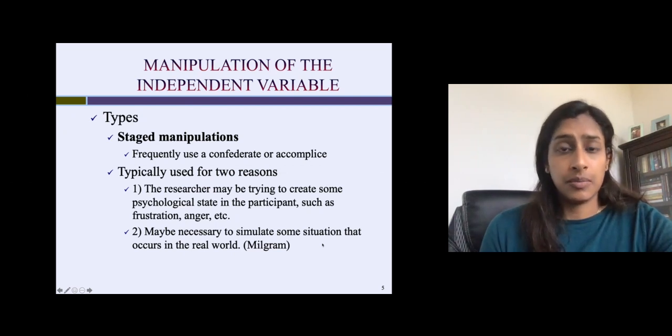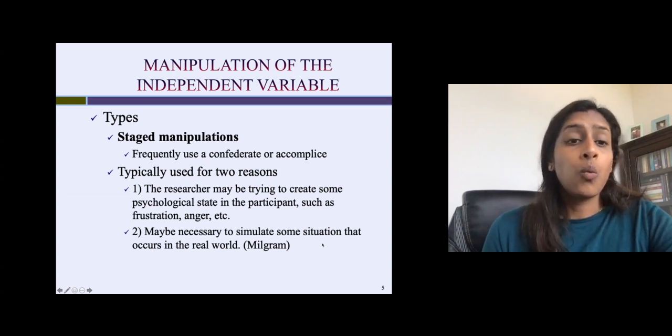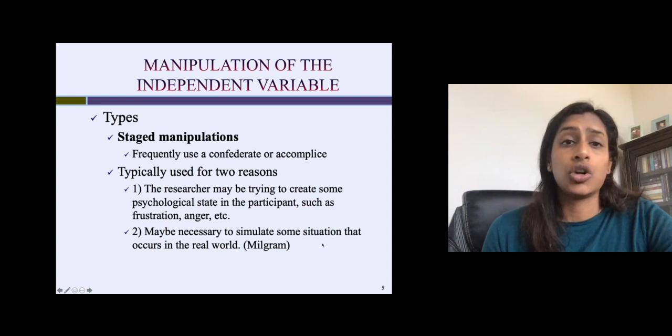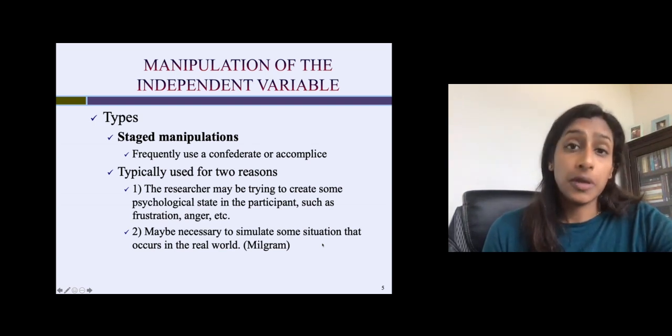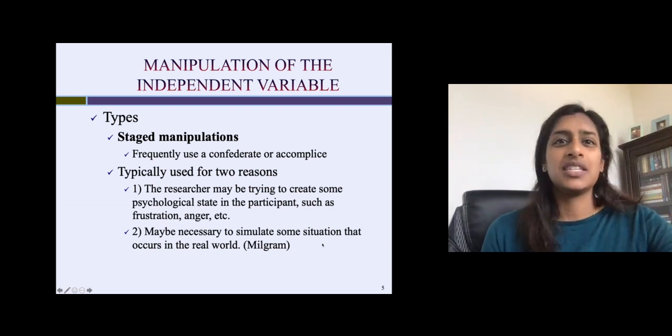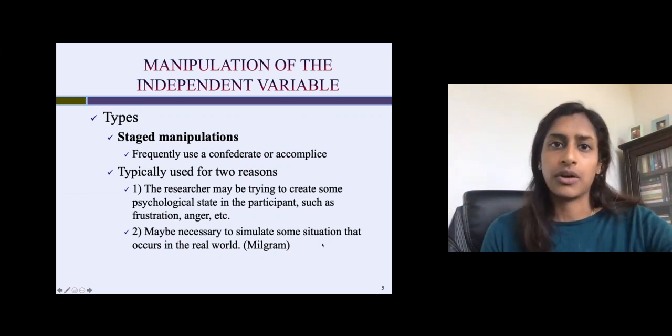In a staged manipulation, here we're going to use a confederate or an accomplice, and we do so for two reasons. One, the researcher may be trying to create some sort of state for our participant, something like frustration or anger. We can't tell people to get angry, right? So we have to get somebody else, our confederate or our accomplice, to help us create that feeling.